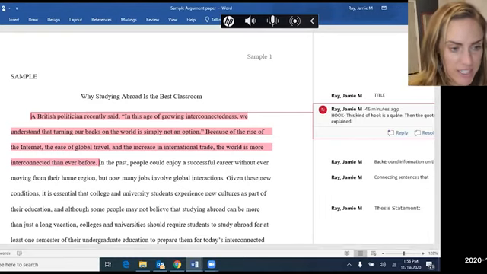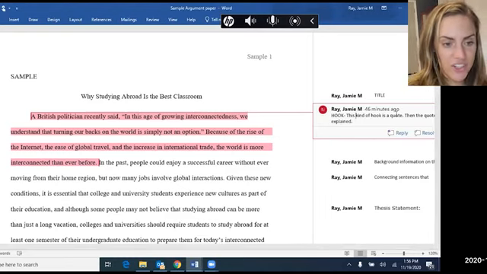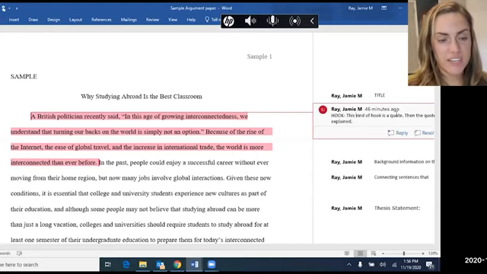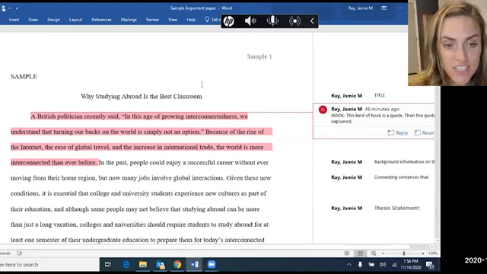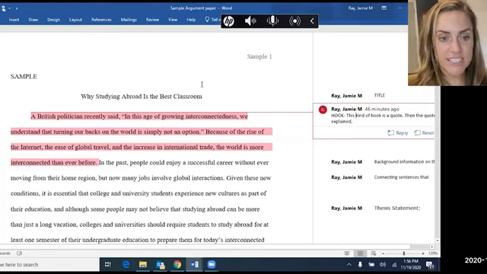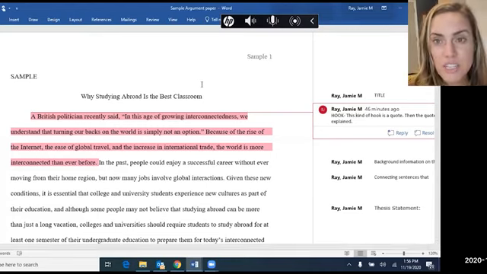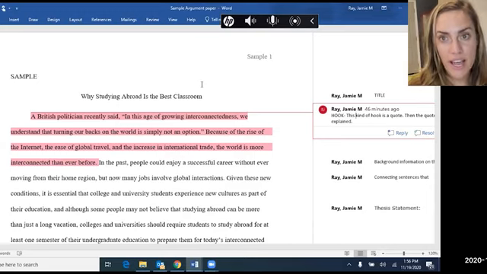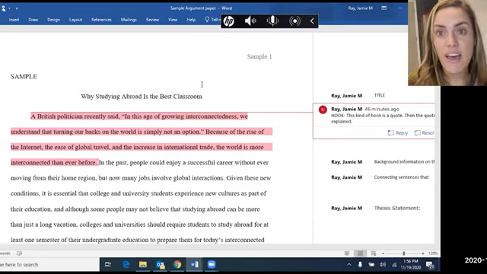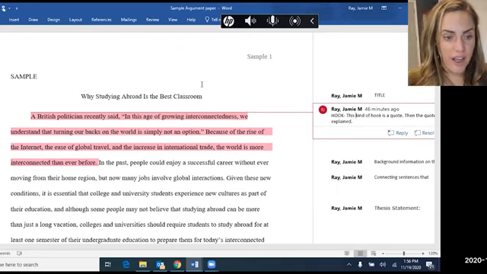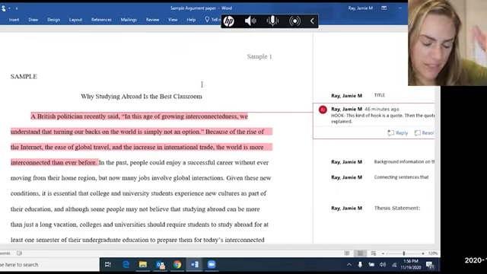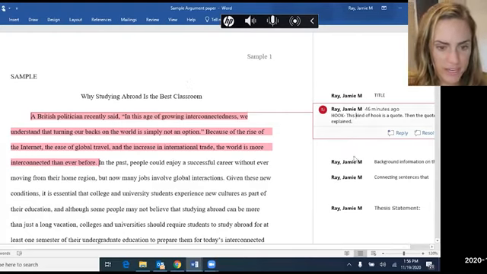A British politician recently said, "In this age of growing interconnectedness, we understand that turning our backs on the world is simply not an option." Because of the rise of the internet, the ease of global travel, and the increase in international trade, the world is more interconnected than ever before. So all of this is just introducing the reader to the topic in an exciting way. It's a hook. And by the way, I forgot to mention that this essay comes from the book that I'm using in my class, Great Writing 5, From Great Essays to Research, by Keith Fultz. It's referenced at the bottom in the works cited page.